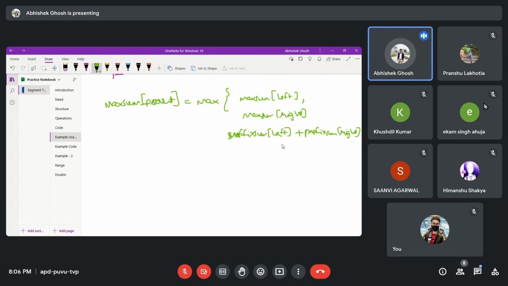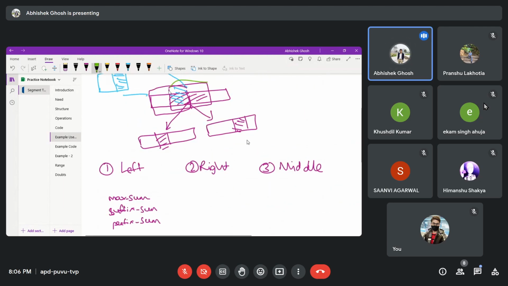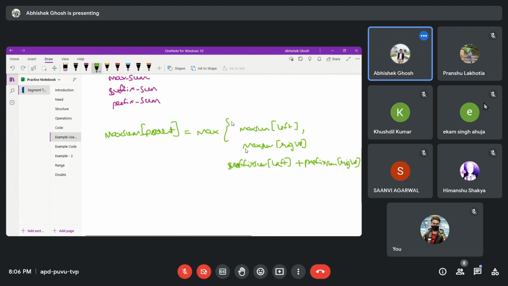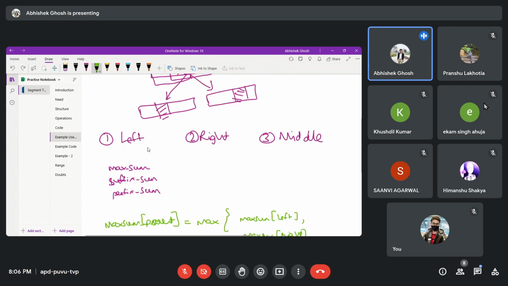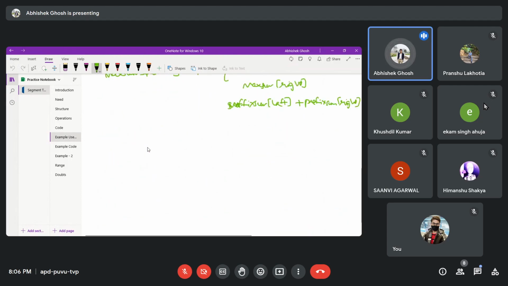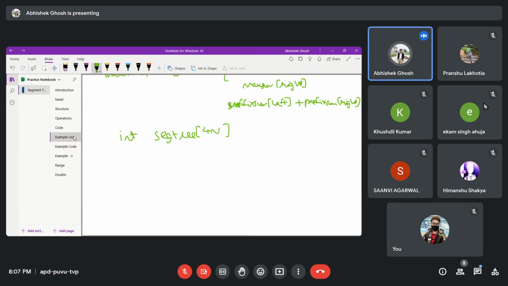Adding these two values will give us the common part, this actual intersection part, which will be the answer to our query. To calculate this, we will also need one more thing: the total sum. Earlier we were just storing a single integer as the segment tree, of some size 4n. But now we'll need a custom class as we are storing 4 members. So let's jump onto the code.